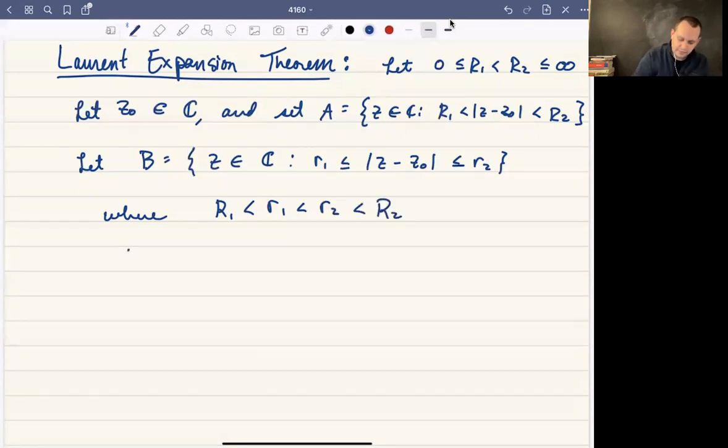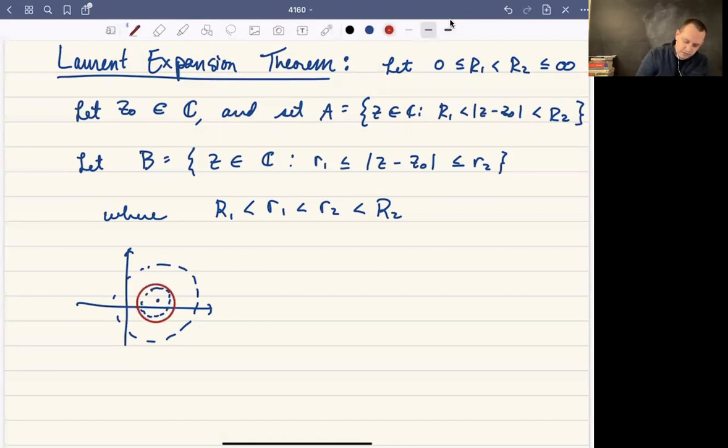And the idea here is that we're going to take some annulus. Maybe Z0 is at the center here. So here's our capital R2, and then capital R1 is going to be some smaller value there. And then little r1 and little r2 are going to be some intermediate values, so some circles in between. Maybe something like that. I want to move this over just so it looks a little bit better and it's centered. And that's going to be our annulus there. So this would be a closed annulus between little r1 and little r2.